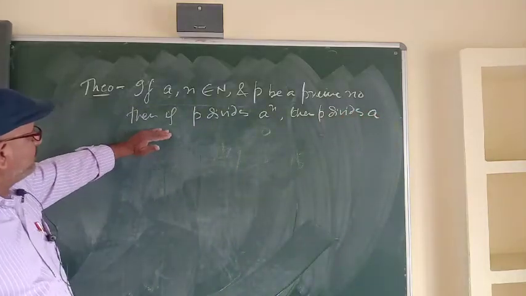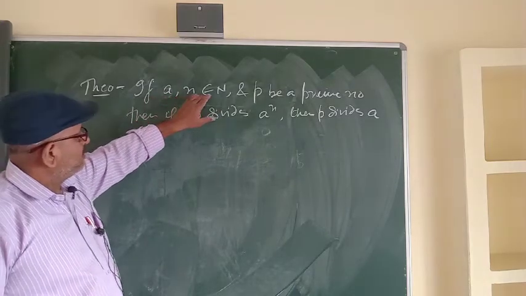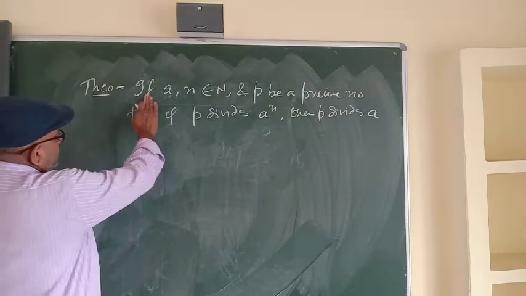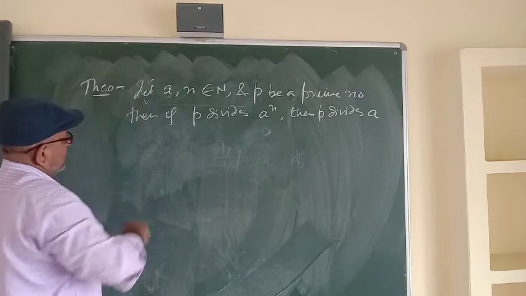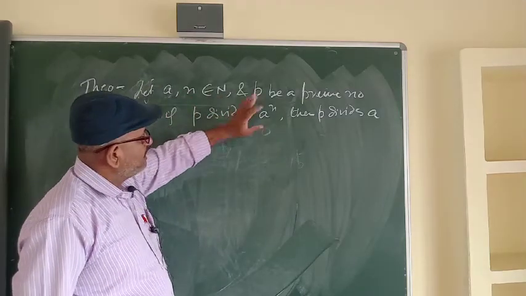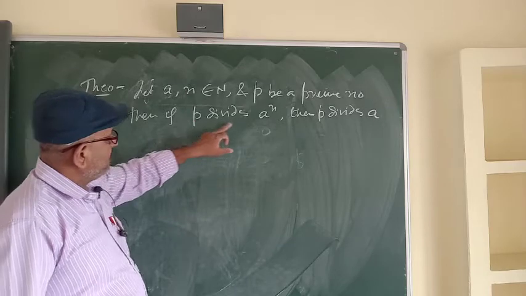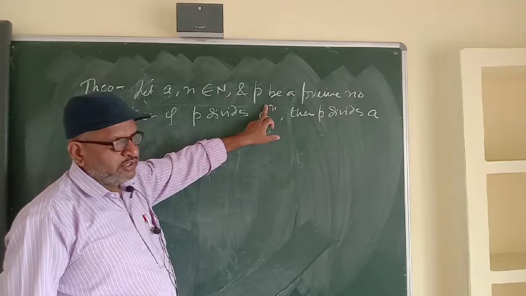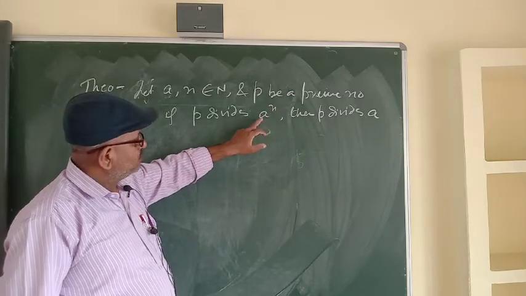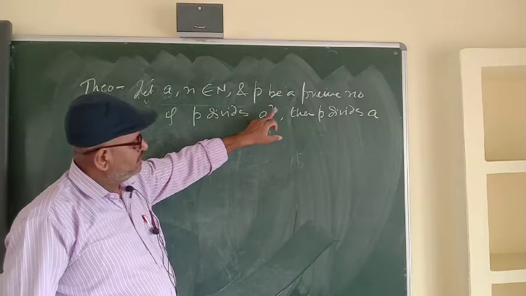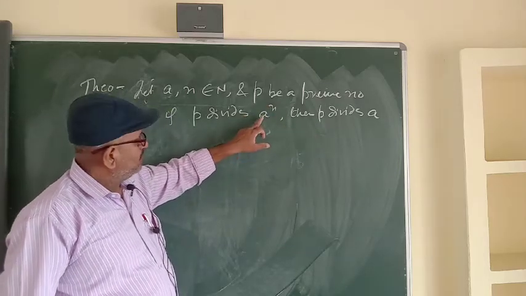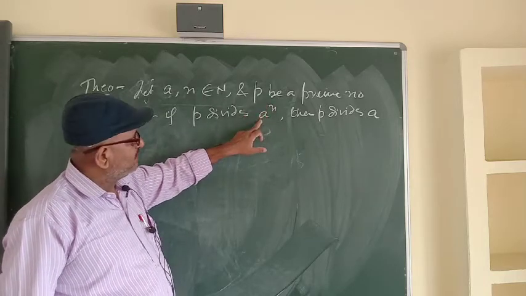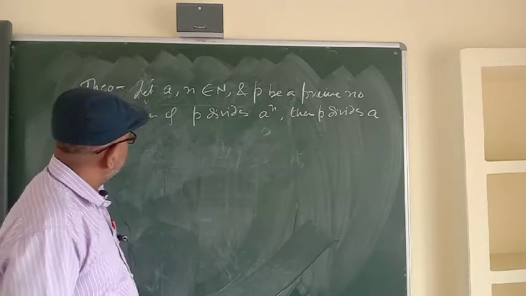See this theorem. If a and n belong to the natural numbers and p is a prime number, then if p divides a to the power n, where n may be any natural number, a to the power 2, a to the power 3, a to the power 4. So if p divides a to the power 2, then p divides a also. If we take n equal to 3, and p divides a to the power 3, it means p will divide a also. This is the meaning of this theorem.